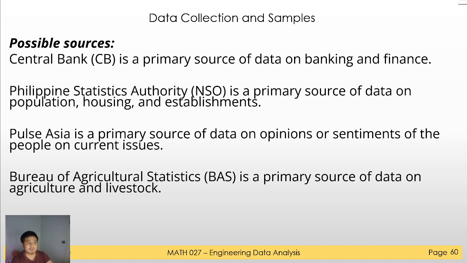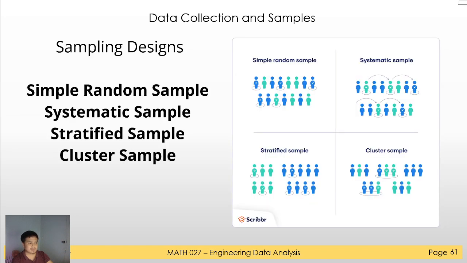Let's move on with the sampling design. Again, we could not ask everyone with regards to our research problem. So we have to design a way to collect this data in the sampling. There are four basic ways to collect data, and we will start with a simple random sample.